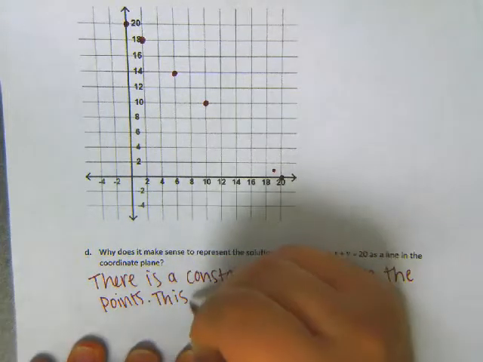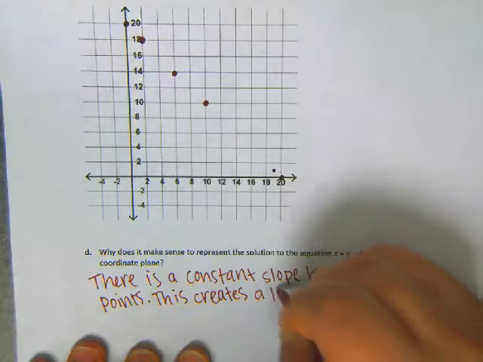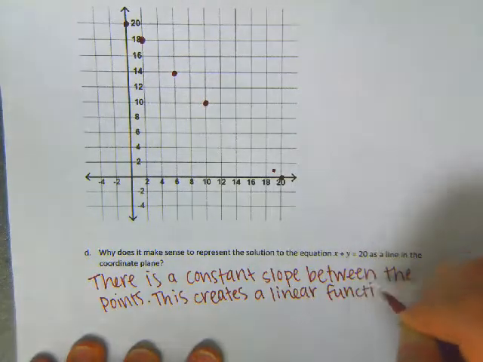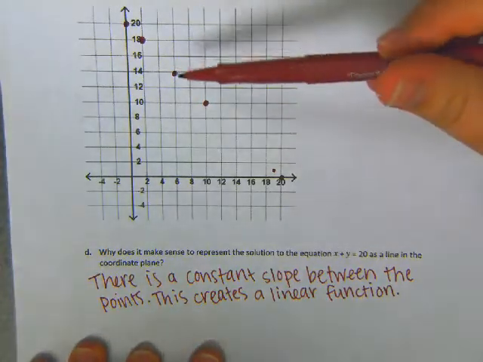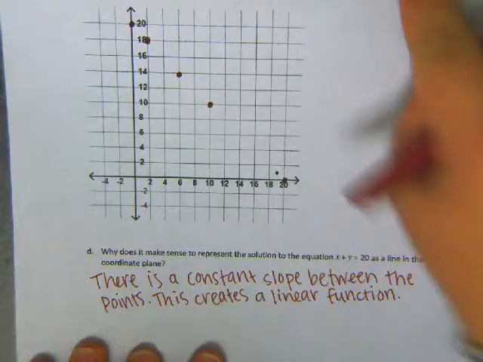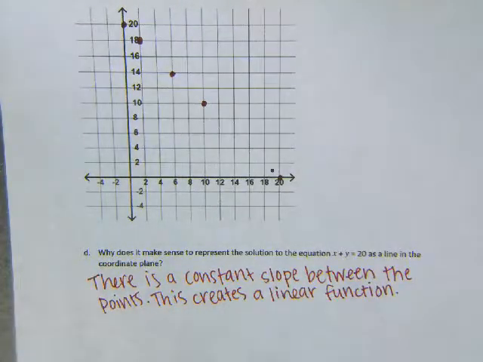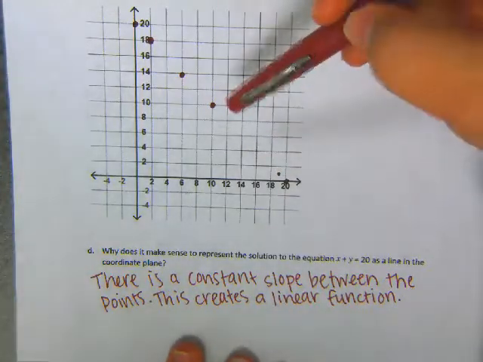This creates a linear function. So if we wanted to, we could find any point that would be on this line if we connected them, and any point would give us a solution to the equation x plus y equals 20. So we could create decimal points, fractions if we wanted to, just anything that would lie on this line would be a solution to that equation.